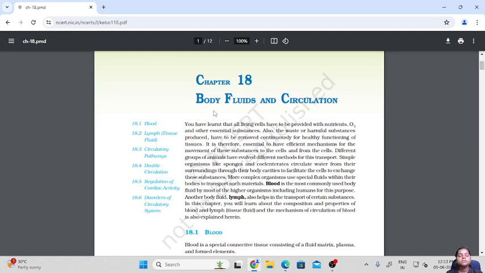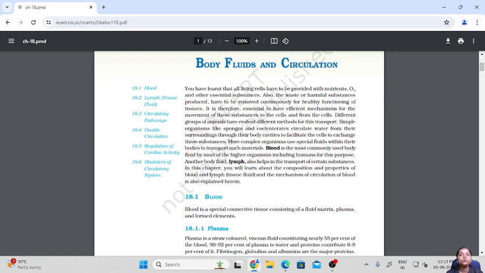In this chapter, body fluids and circulation, we have learned in previous chapters that all living organisms must be provided with nutrients, oxygen and other essential substances for their survival, to perform the normal metabolism and functions of the body. Different organisms have evolved various ways for the transport of these substances like minerals, nutrients and other essential substances required for metabolism. They are transported through different methods.